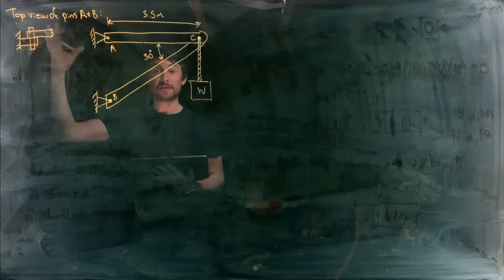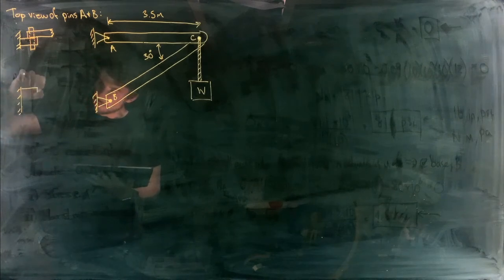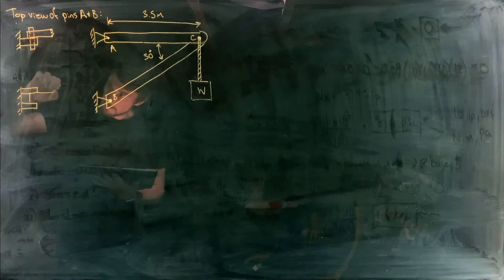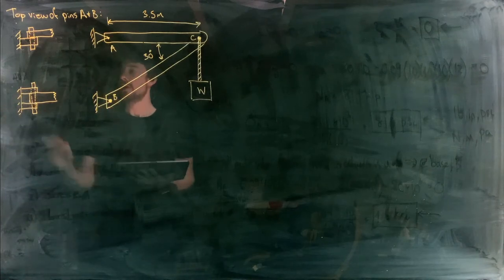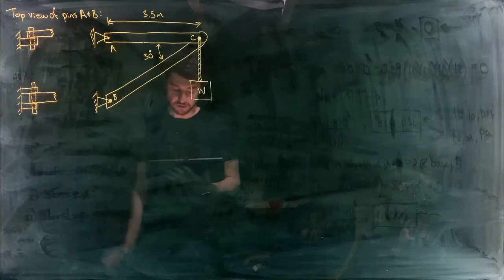So that's what we describe as a single shear pin configuration, because the shear stress in the pin is concentrated over this single plane where there's the interface between the member and the bracket. For pin B here, we've got a double shear configuration where there's two portions of the bracket attached to the wall, and the member going out like this, and then the pin runs through like so. This is called a double shear configuration because the shear that the pin is experiencing is spread over two cross-sectional areas.